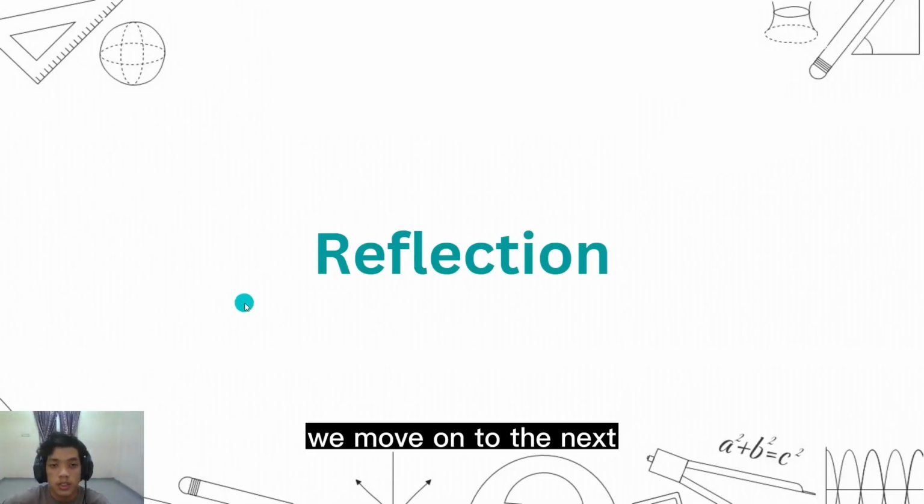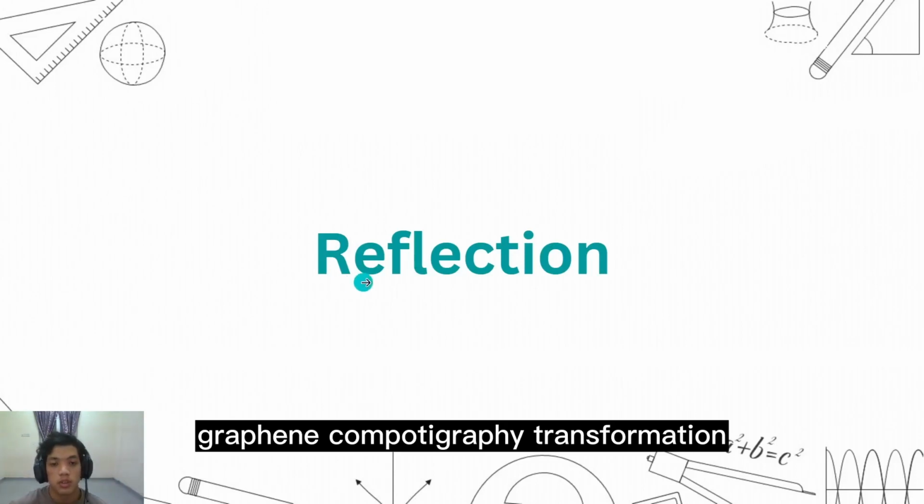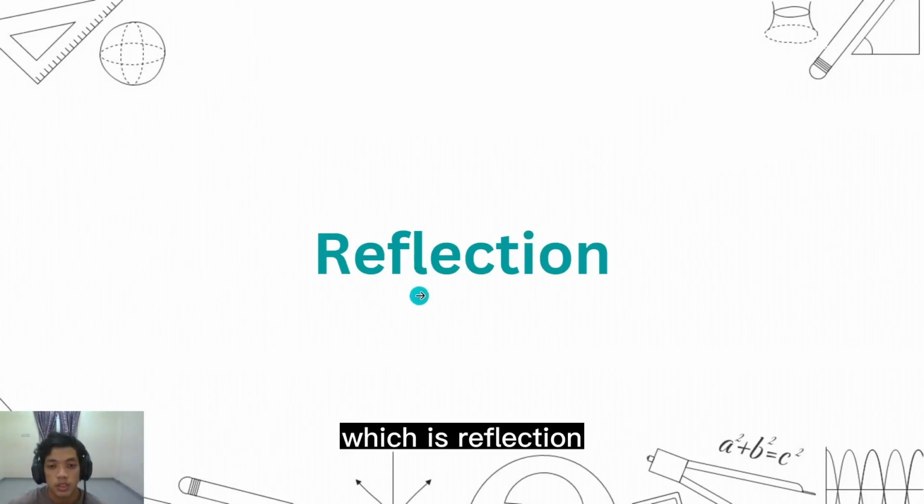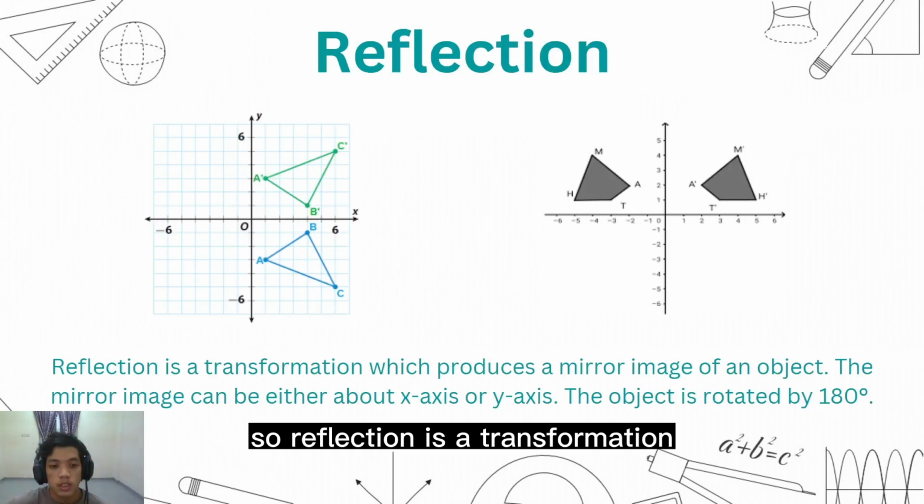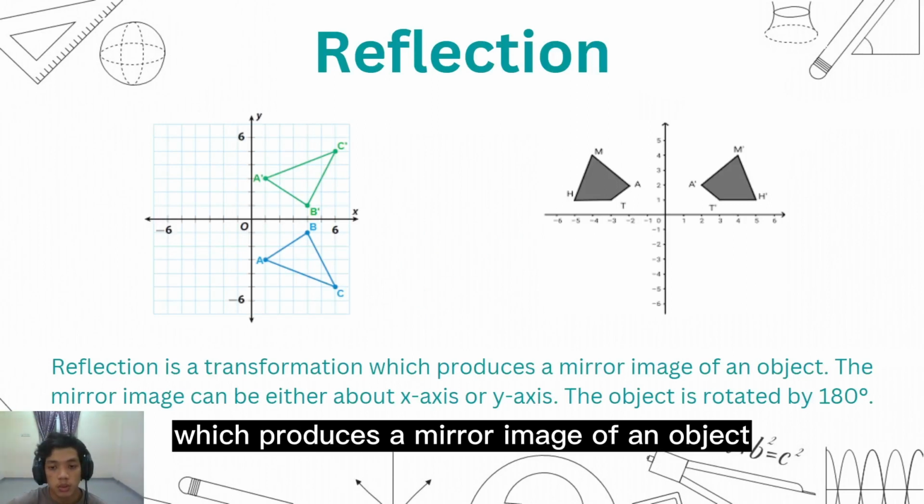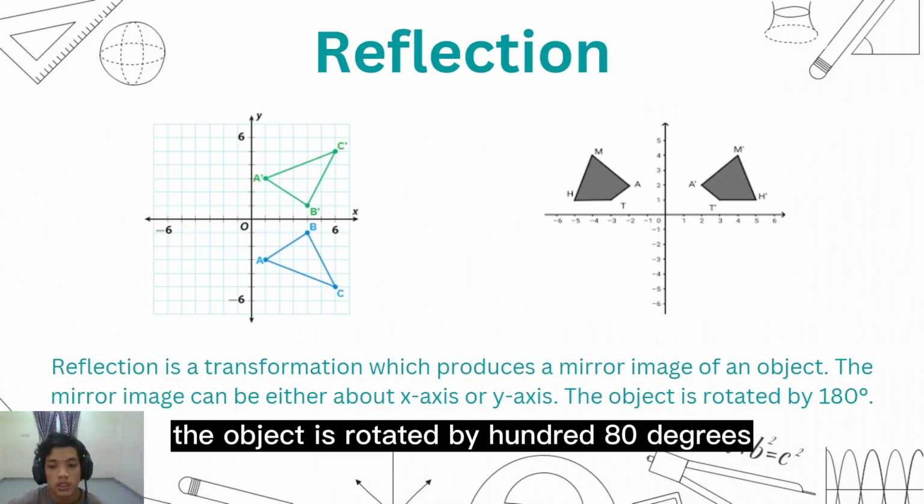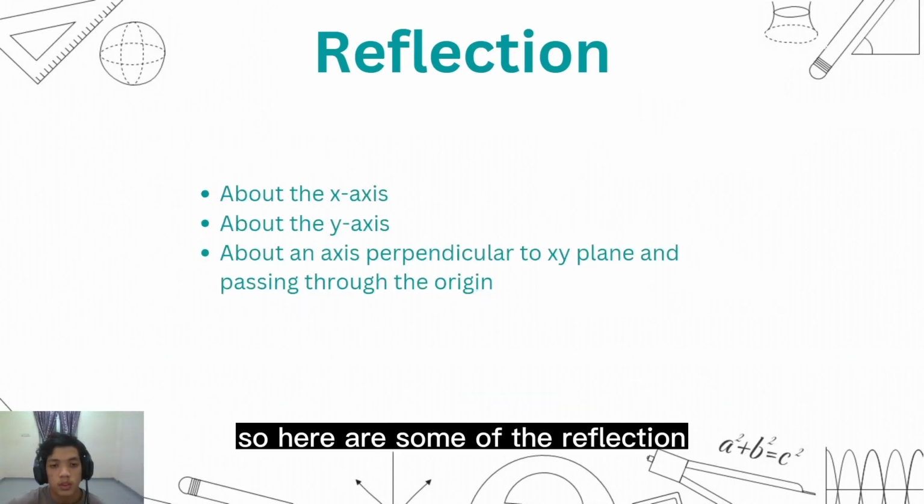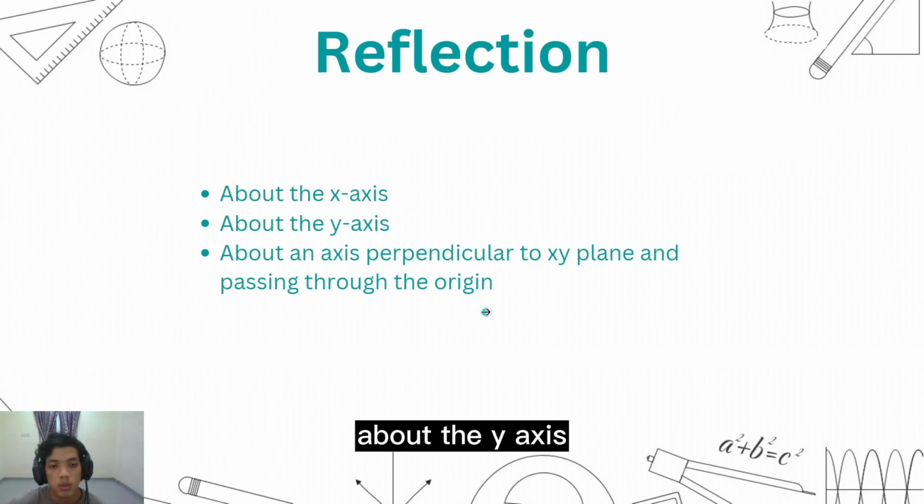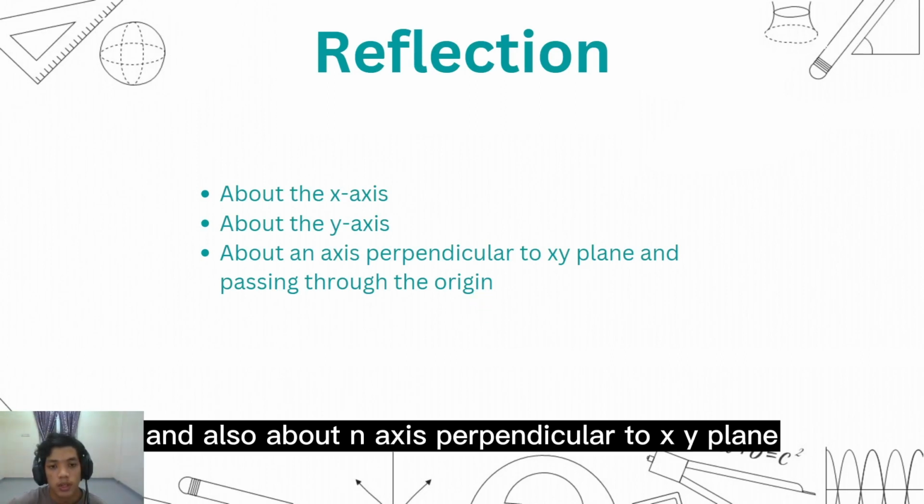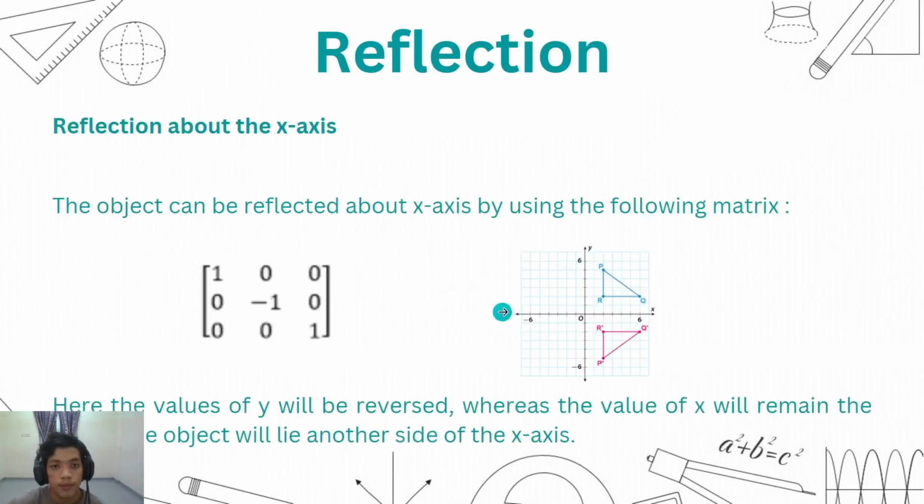We move on to the next computer graphic transformation, which is reflection. Reflection is a transformation which produces a mirror image of an object. The mirror image can be either about the x-axis or y-axis. The object is rotated by 180 degrees. So here are some of the reflections, which are about the x-axis, about the y-axis, and also about an axis perpendicular to the xy plane and passing through the origin.